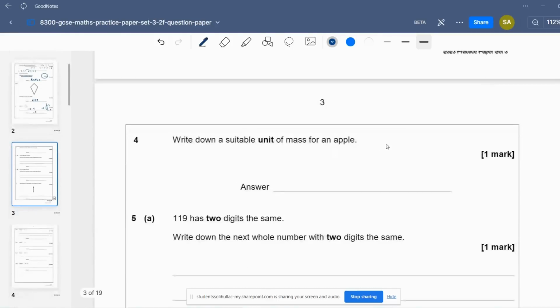Question number 4, write down a suitable unit of mass for an apple. So an apple you can count in grams. That is a suitable unit.